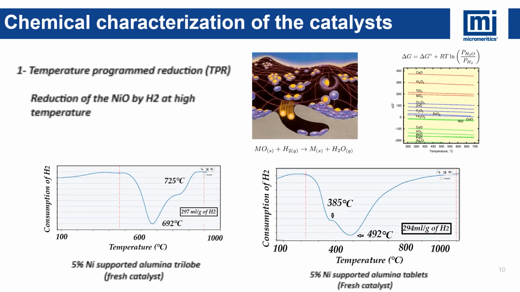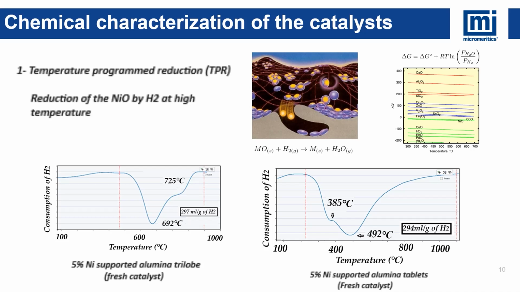As you can see here, we have the two catalysts as we prepared: 5% of nickel over the alumina trilobe with a high surface area, and 5% of nickel over the alumina tablet with a low surface area material. So let's see now the effect of the support on the stabilization of the active species of nickel. As you can see on the left, we have the 5% nickel supported on the alumina trilobe, and we can see two peaks, 692 and 725 degrees C.